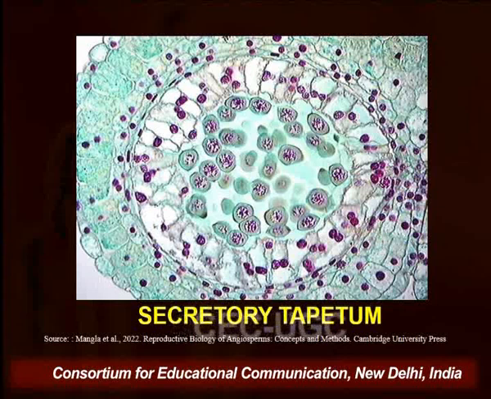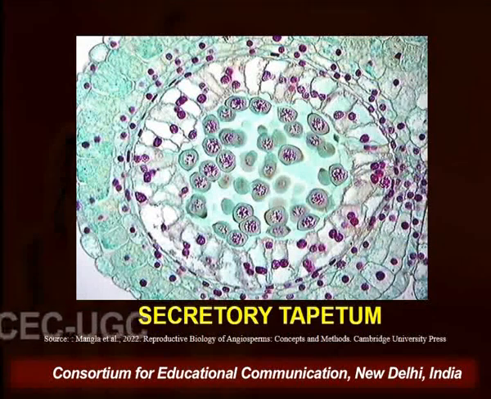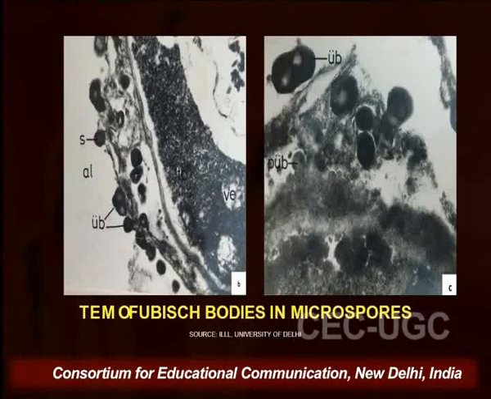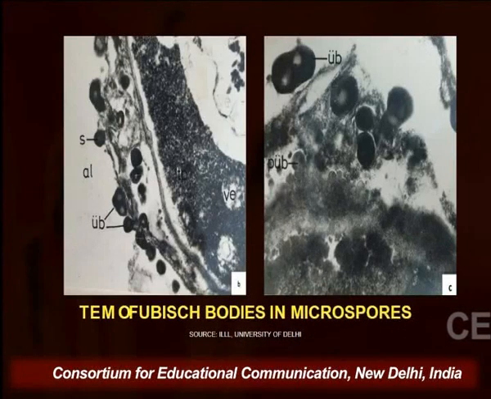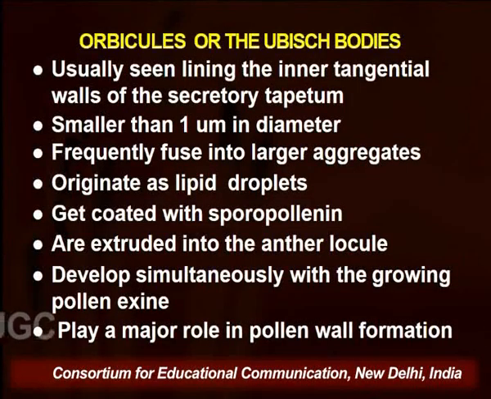The tapetal cells remain in their position till the maturity of the anther, and this is a secretory tapetum, which you see here. Now, this is a transmission electron micrograph of small rounded bodies which are called orbicules, or also Ubisch bodies, in the microspores. These orbicules or Ubisch bodies line the inner tangential walls of the secretory tapetum.